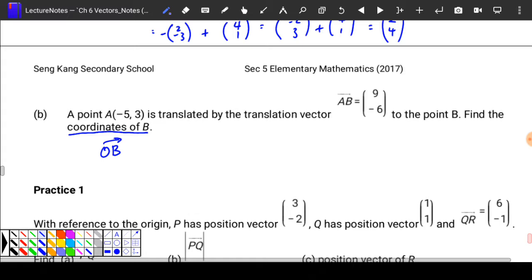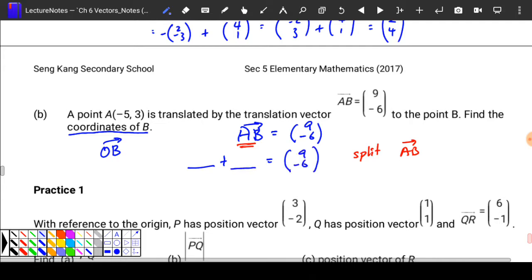Next, what is given to you? AB. So can you write down? How you start is, you just write down AB is 9, -6. Next, you try and split this AB into something plus something. What plus what will give you AB? OA plus OB. Well done.